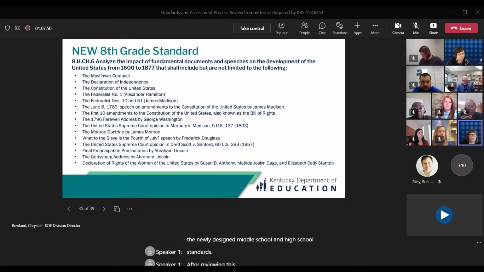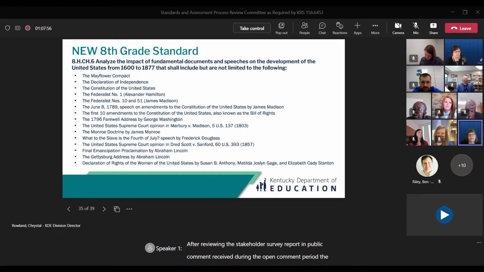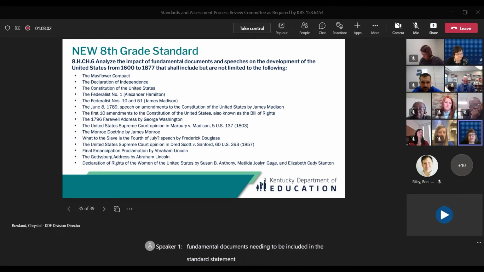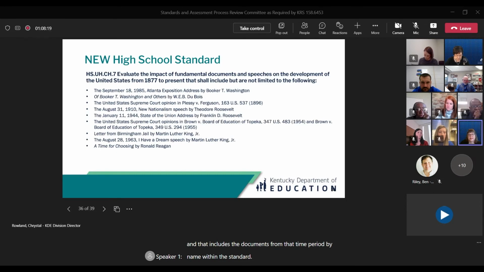After reviewing the stakeholder survey report and public comment received during the open comment period, the advisory panels addressed the concern around the fundamental documents needing to be included in the standard statements rather than the clarification statements. So the advisory panel created a new standard for 8th grade that is time-bound for the grade level appropriate standards, and that includes the documents from that time period by name within the standard. In addition, the advisory panel created a new standard for high school that is time-bound for the grade level appropriate standards, and that includes the fundamental documents from that time period by name within the standard.